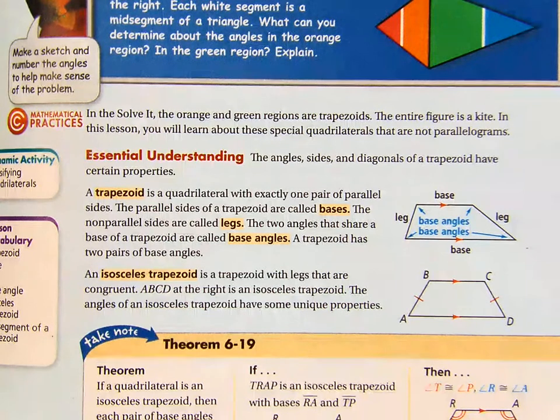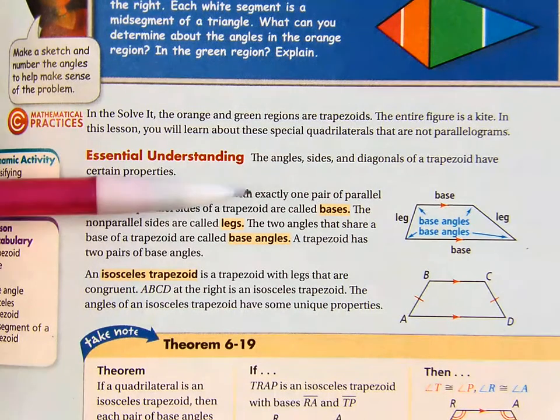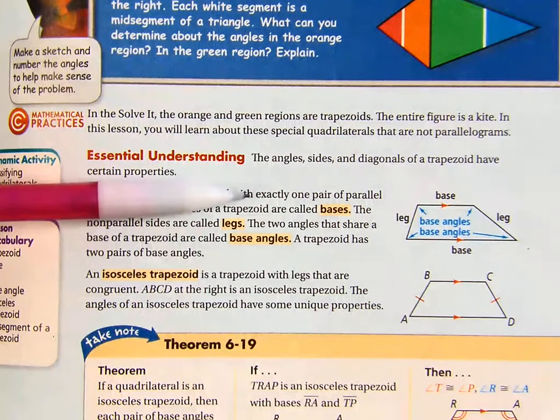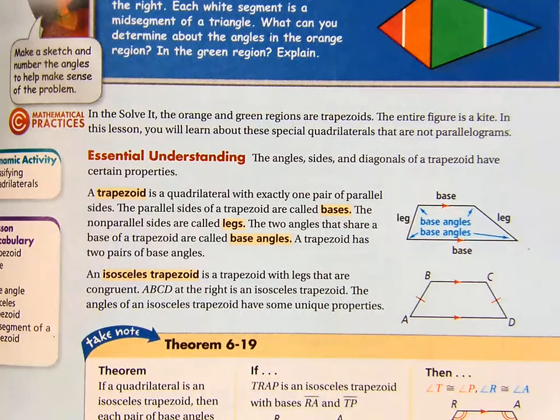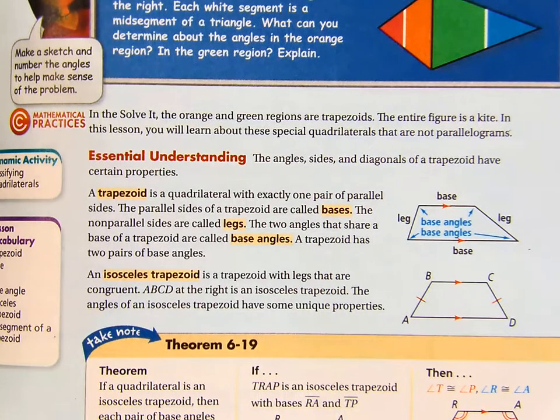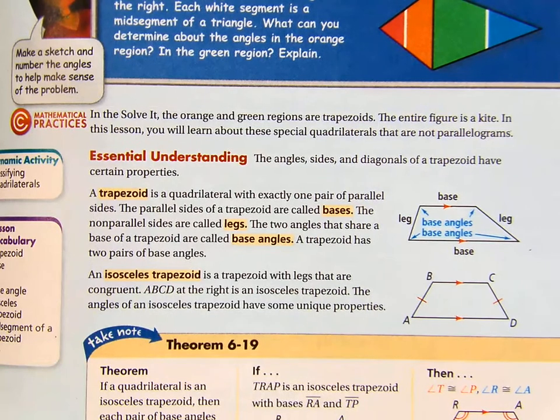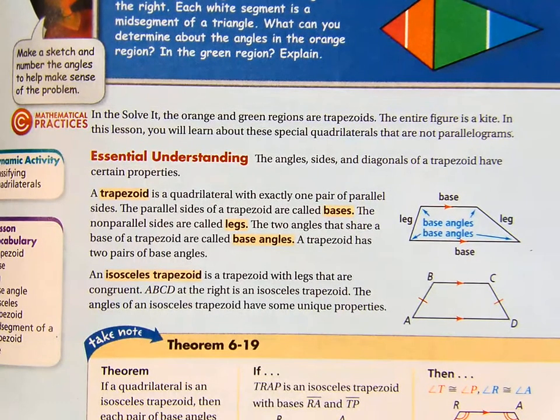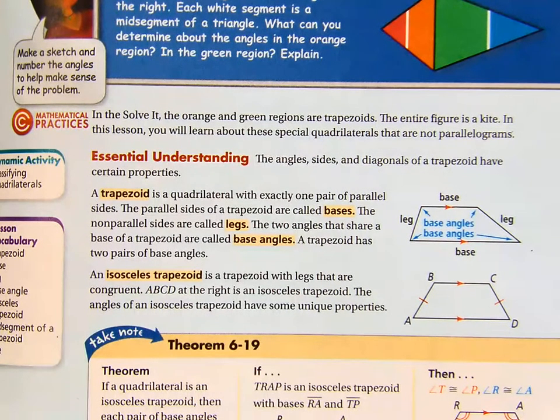Now, the first thing is, what is a trapezoid? A trapezoid is a quadrilateral with exactly one pair of parallel sides. Now, we have to put in that exactly one, because if you say that it has parallel sides, then it could sound like a parallelogram. So exactly one pair. Parallelogram has both pairs of opposite sides parallel, or two pairs of parallel sides. This has exactly one. So that's the definition of a trapezoid, a quadrilateral with one pair of parallel sides.